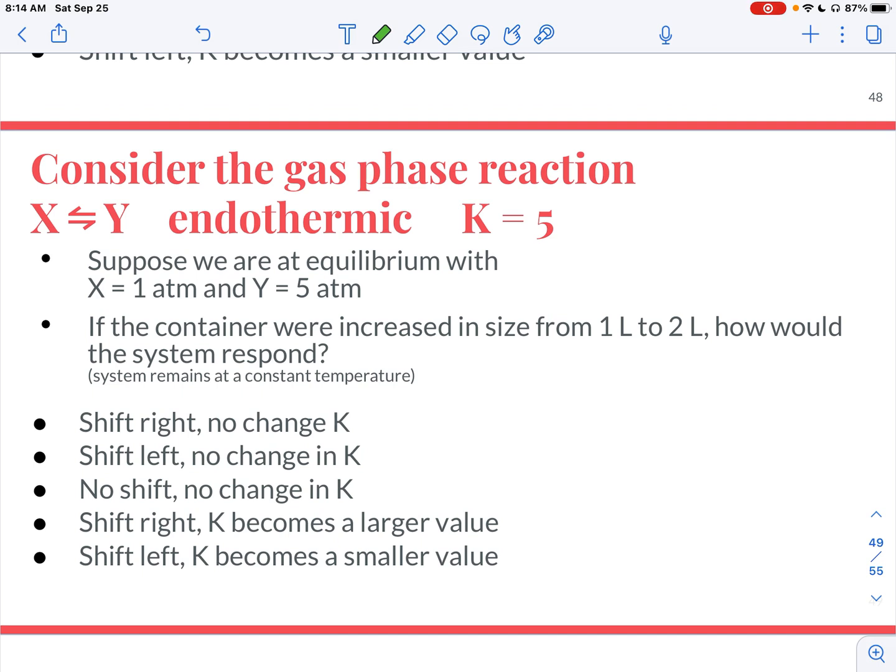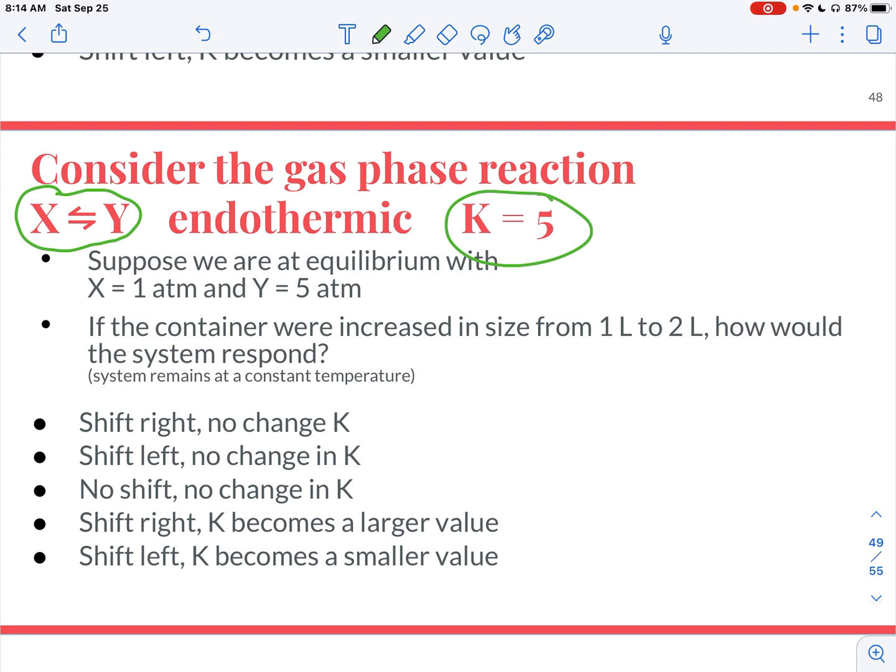All right, so now we're going to change it up a little bit, and we're going to use still gas phase, still endothermic, but we're going to do X and Y here. And the major change here, because it's still generic gases, is our coefficients. So before we had A gives 2B, now we have 1X gives 1Y. Okay? K also changed to 5.